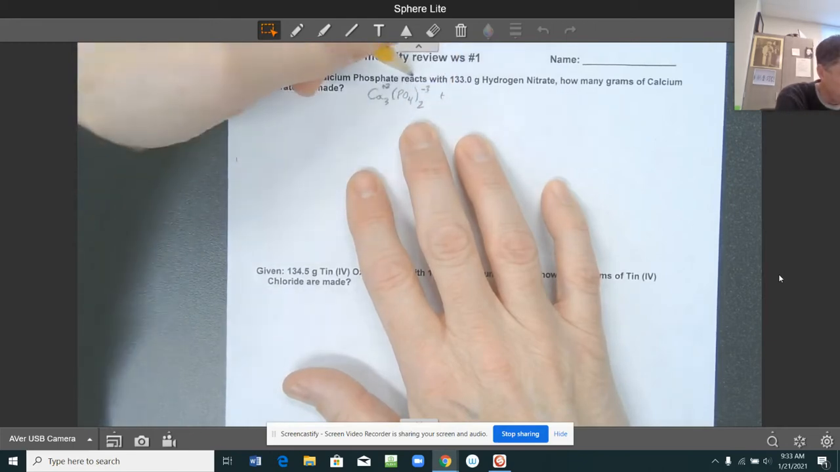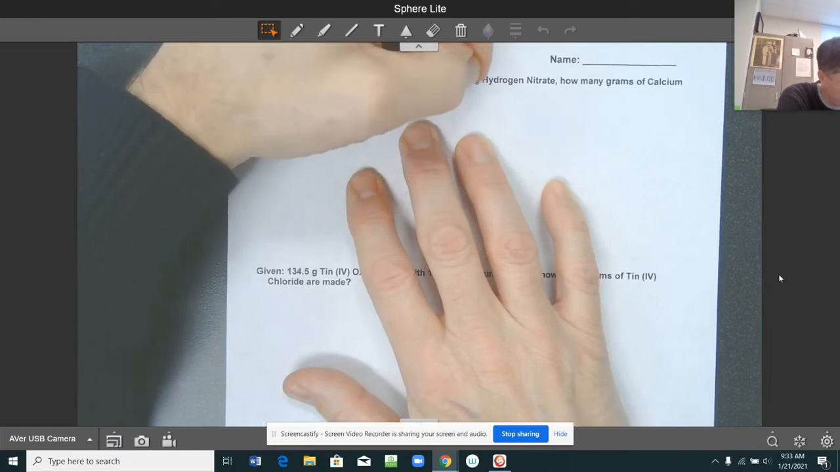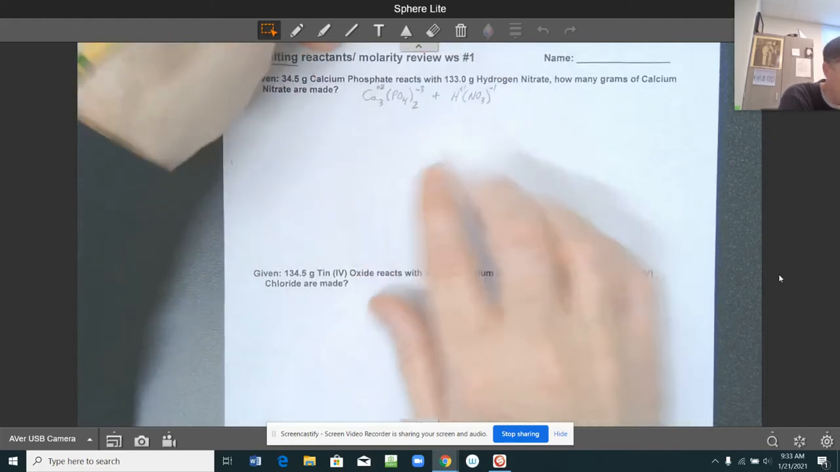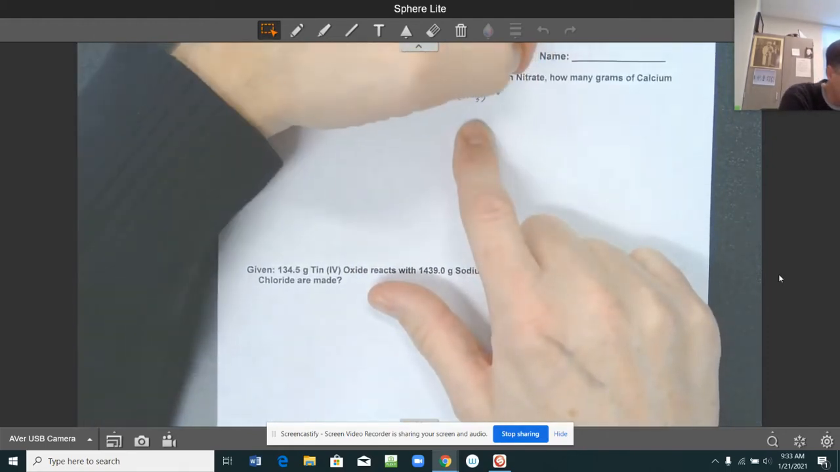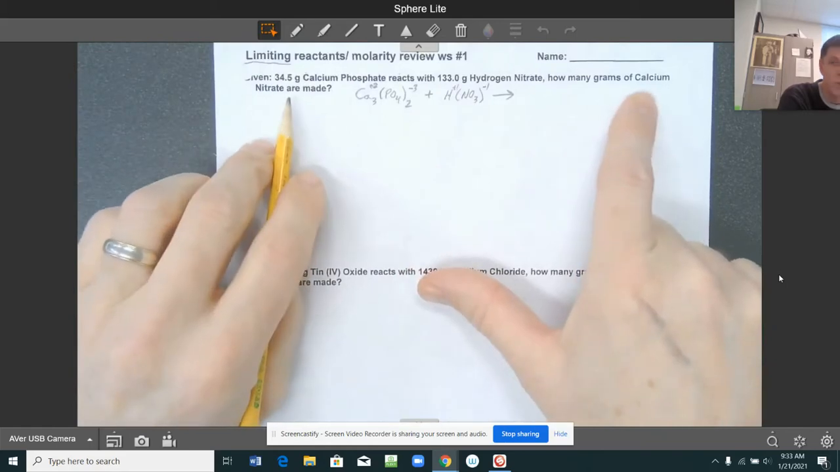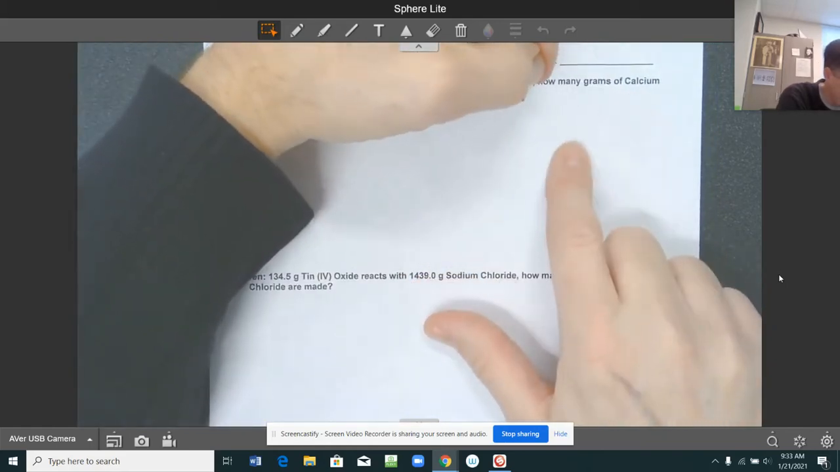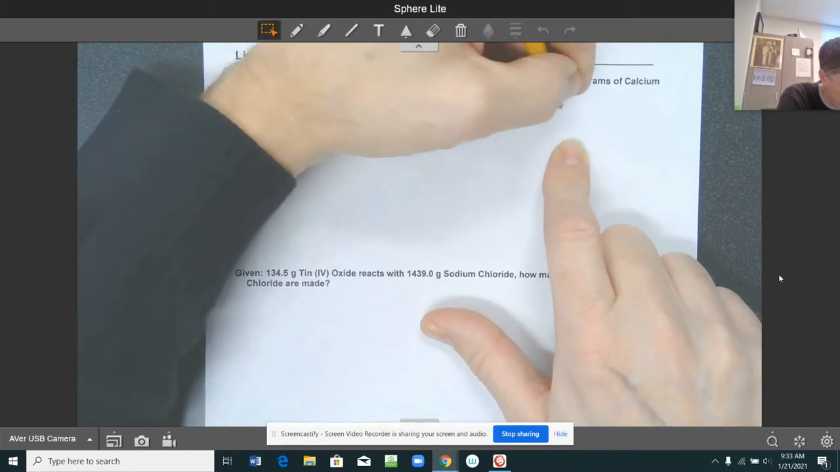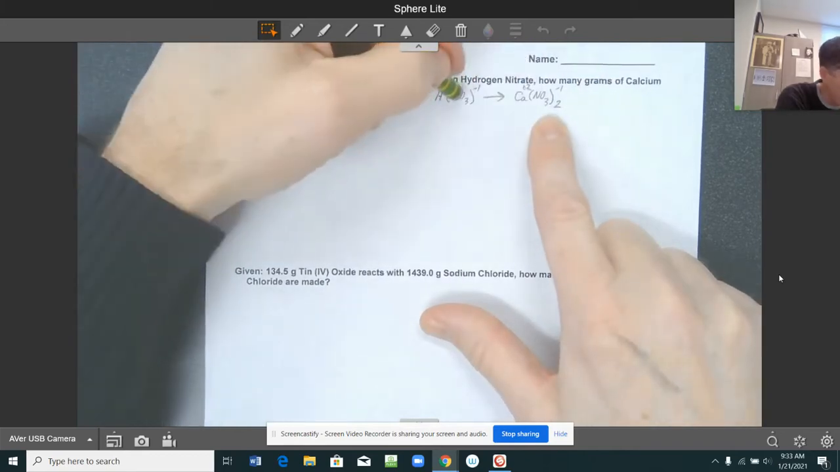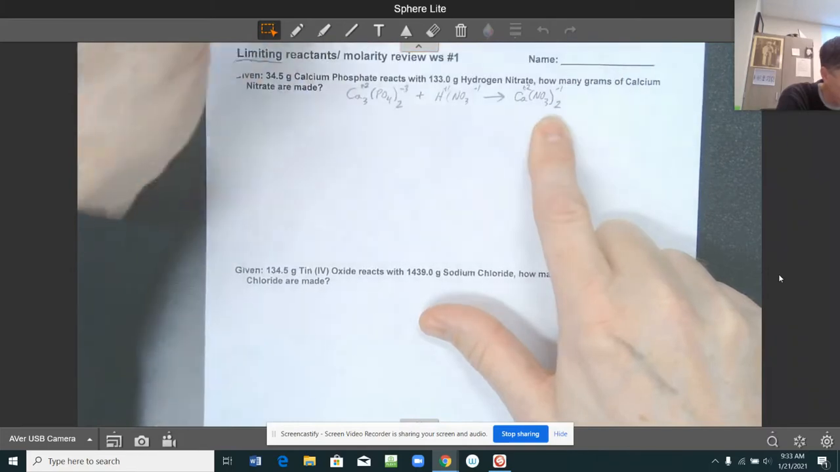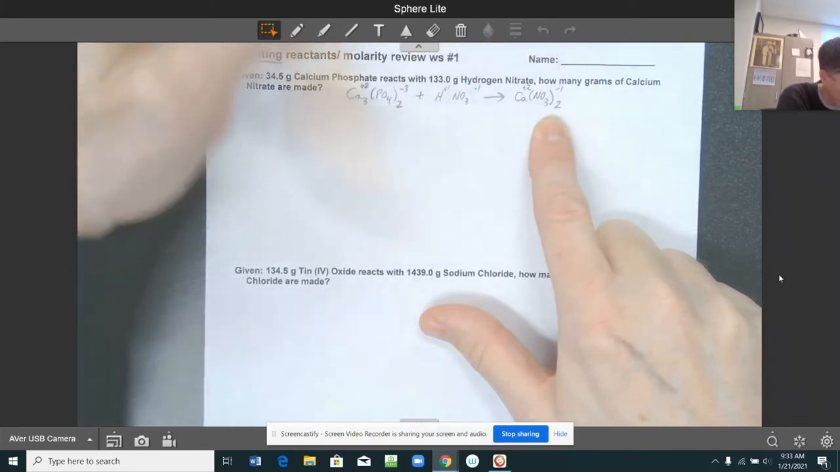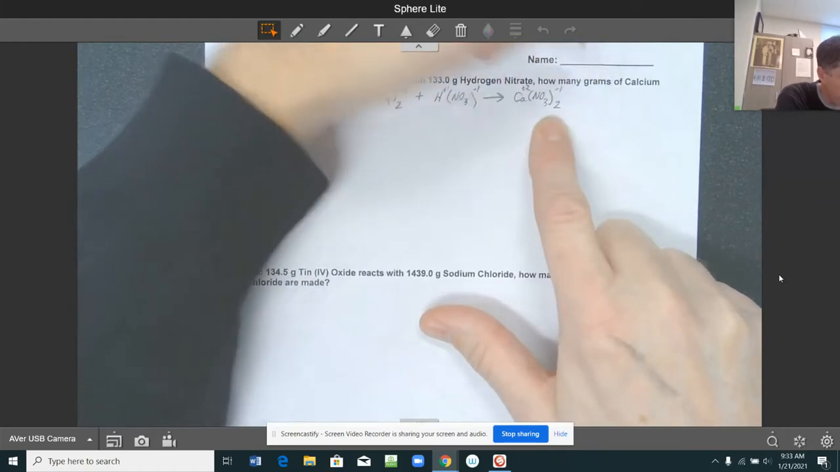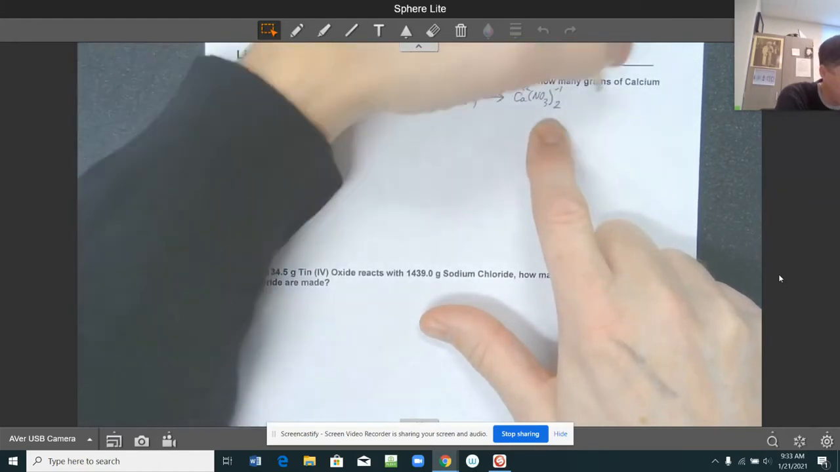So calcium phosphate reacts with hydrogen nitrate. And if that looks familiar, it's also known as nitric acid. In this case, I told you what it's making. I didn't have to. Calcium nitrate. It's in parentheses because I have to have two of them. On this one, I didn't have to have parentheses, because I don't have to show I have multiple of those.